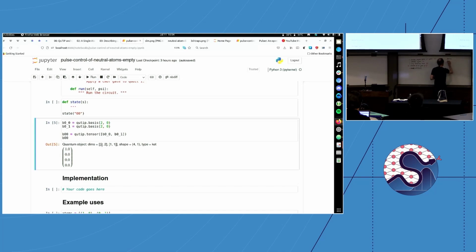Those states are often named things like this, and the general state is alpha 0, 0 times 0, 0 plus alpha 0, 1 times 0, 1 plus alpha 1, 0 times 1, 0 plus alpha 1, 1 times 1, 1. That's the most general state. So there are now 4 amplitudes, and again the 4 amplitudes still have to sum to 1. You can still use QuTiP's .unit if you need to sort them out. And there's again 1 global phase.